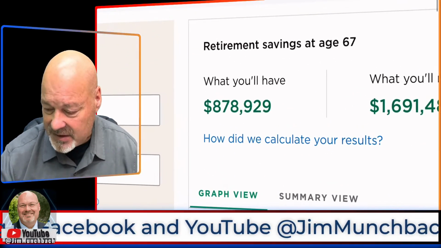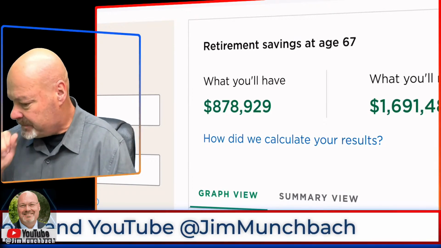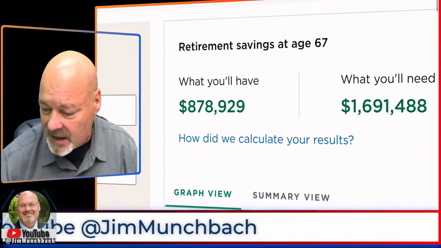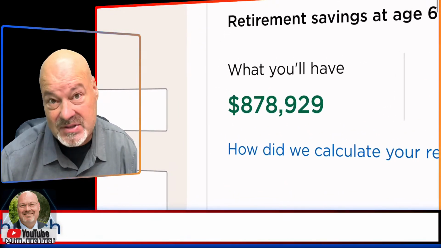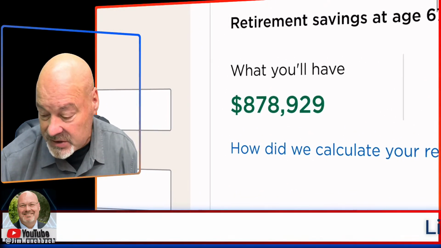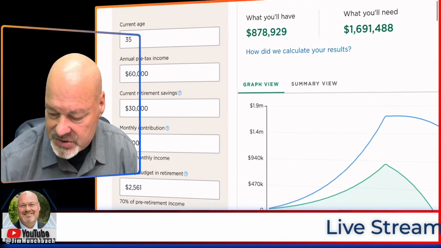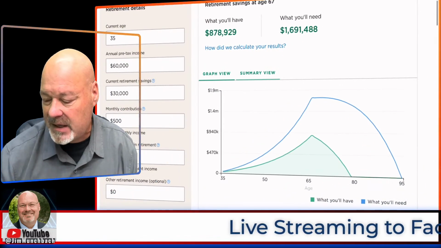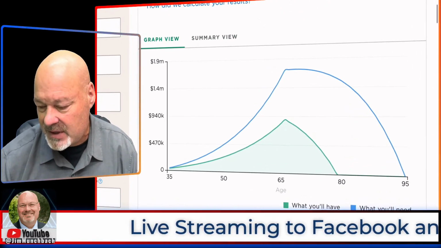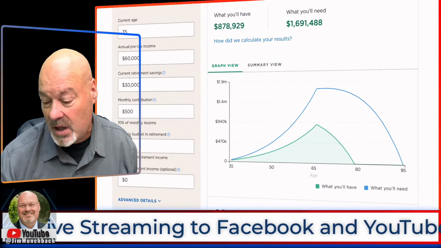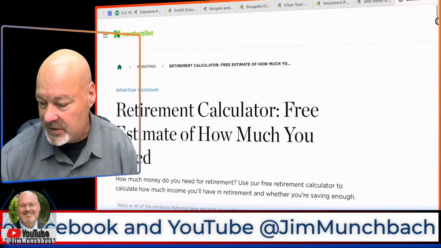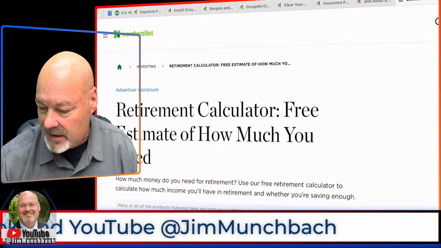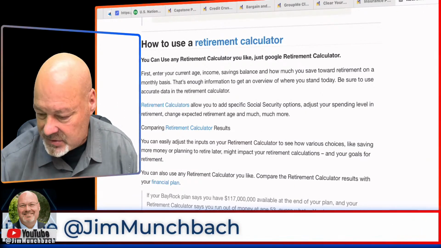Now this is kind of the number, excuse me. This tells you what you're going to need for retirement and how much you will have saved by the time you reach retirement. So those are two good numbers that will help you make comparisons. So again, this is Nerd Wallet. You can use whatever retirement calculator you want to use. I do not care. Let me see if I can go back to where we were.